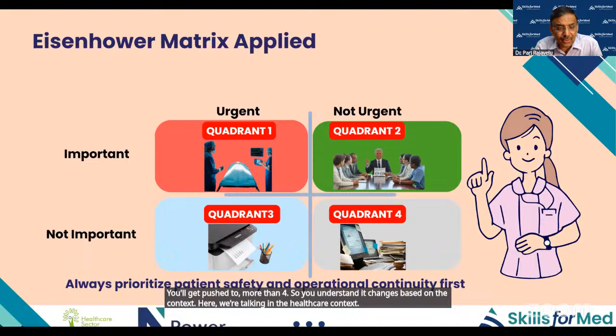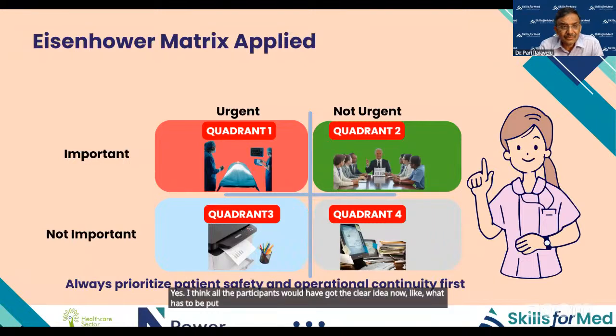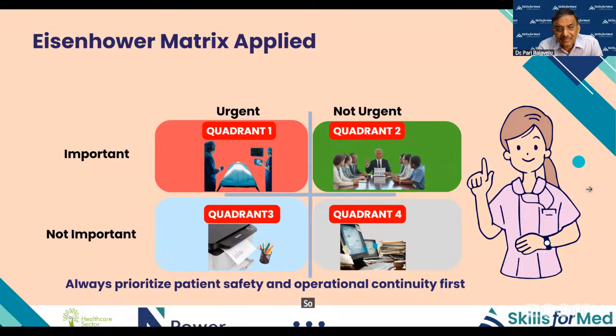And quadrant 4 is rearranging your workspace and rearranging the files. This is a busy activity, but not important, not urgent. So I hope that's clear. I think all the participants would have got a clear idea now of what has to be put in all the quadrants, especially in quadrant 2 and quadrant 3. So, thank you so much to you all.